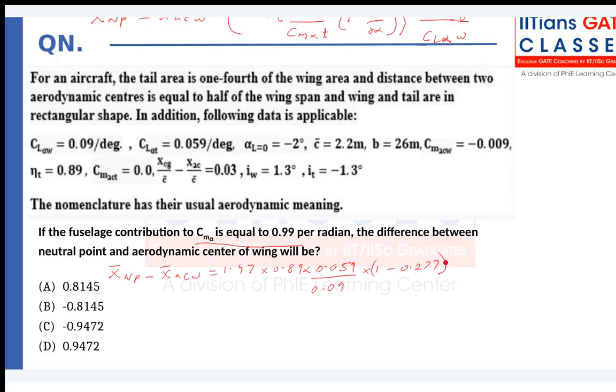Then you have minus 0.99 by 0.09. That's in per radian, this is in per degree, so I'm just going to divide by 57.3. Make sure your units are compatible, that's all. Either you convert per radians to per degrees or per degrees to per radian. The entire term should be unitless. Now when you substitute, what do you get?